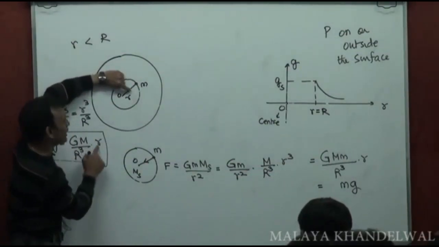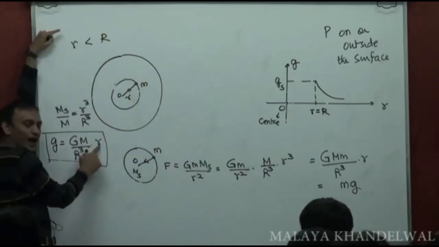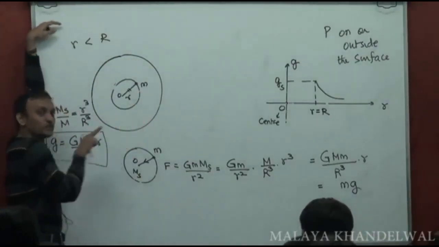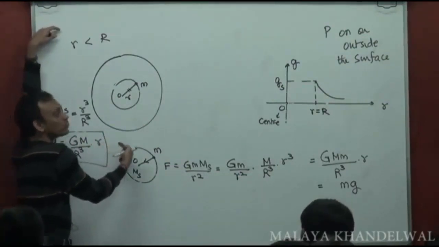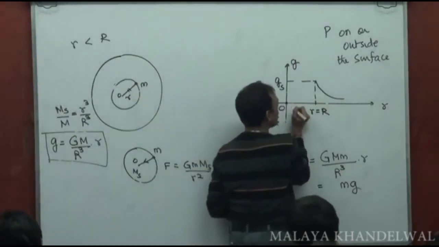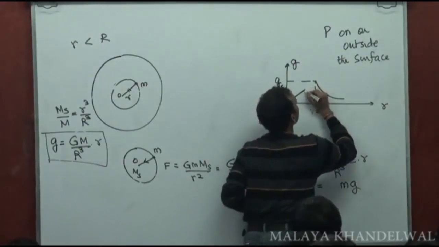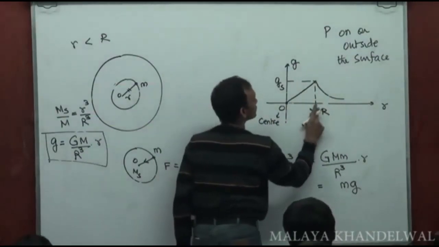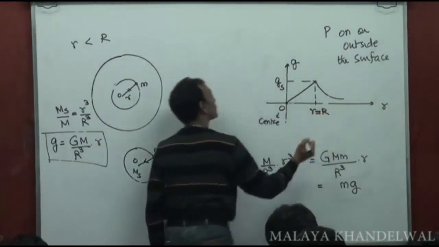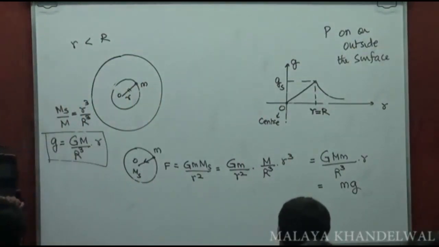That means g versus small r inside the earth would be a straight line, yes or no? Y equal to mx kind of a thing. So inside the earth, at small r equal to 0, g is 0, and then it increases linearly with distance small r from the center of the earth. Clear?